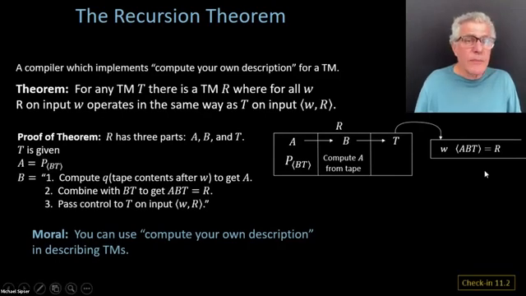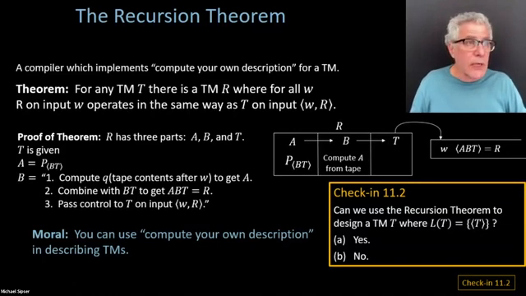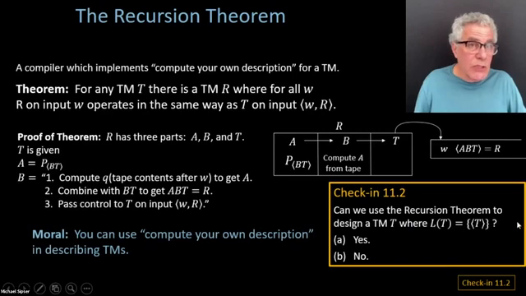And I think, oh, there's a check-in here. Yeah, so let's do this one kind of quickly. Can we use the recursion theorem to design a machine T, which instead of producing its own description, accepts only its own description as an input? So the language of this machine is going to be simply the one string, the description of T. So can we make a machine T which does this?